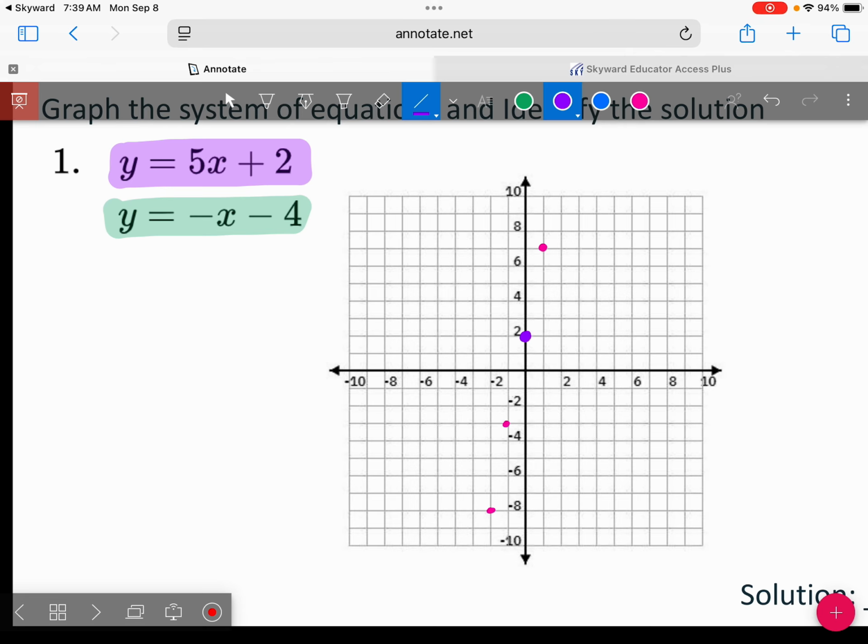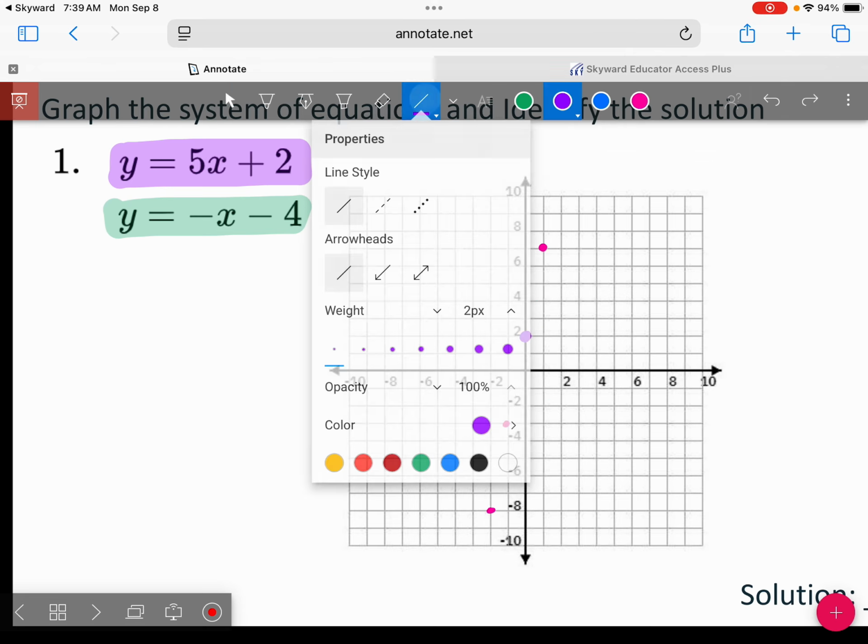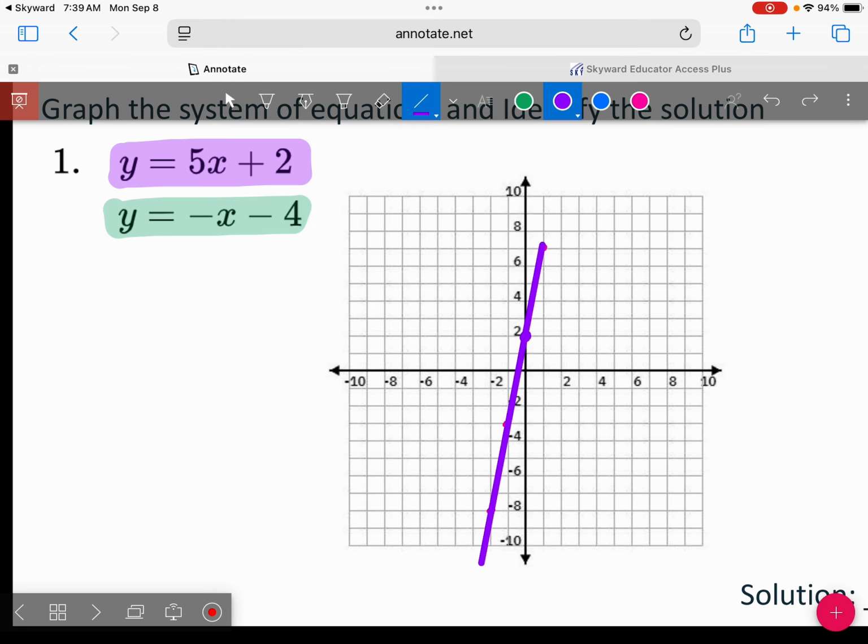So when I connect this up, I need to change my line weight. My line should look something like this. So there's our first line.